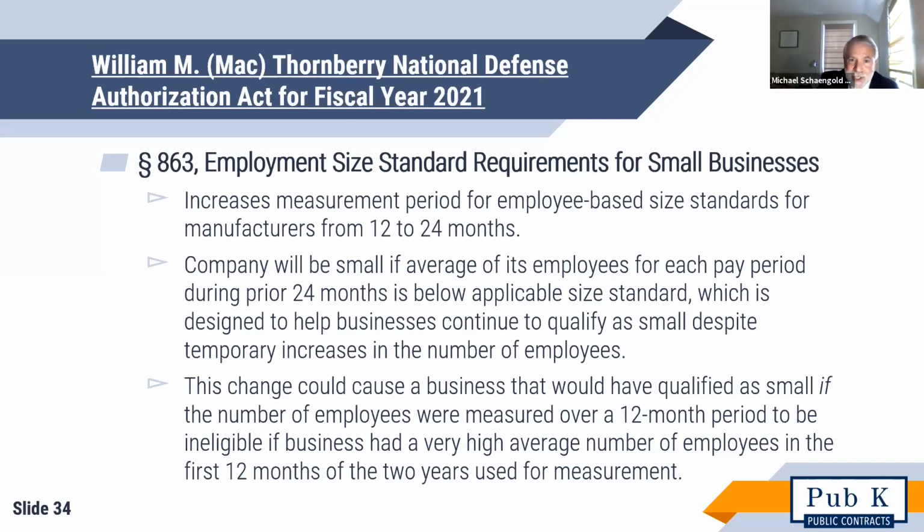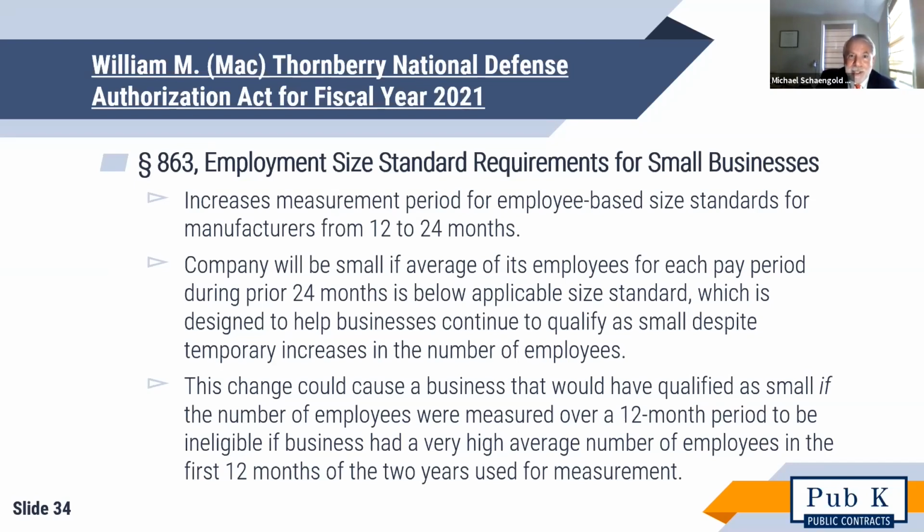This is supposed to help businesses continue to qualify as small despite temporary increases in employee number. It could, however, also cause a business that would have qualified as small if the number of employees were measured over a 12-month period to be ineligible if the business had a very high average number of employees in the first 12 months of the 2 years used for measurement. In other words, if a business has shrunk over the previous 24 months, which, by the way, does not seem to be an unreasonable development given COVID-19, this provision could hurt that business by preventing it from qualifying as small.